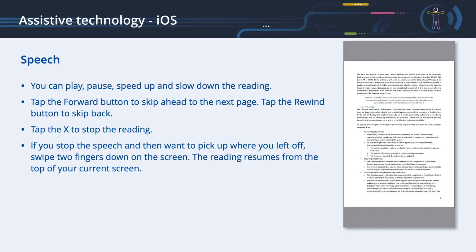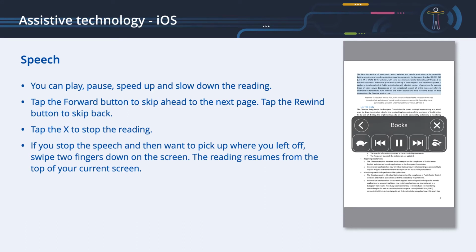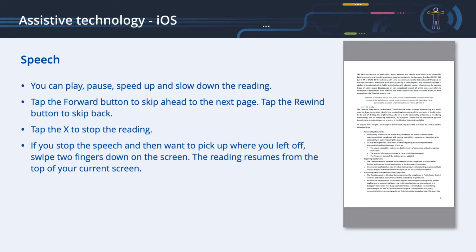If you stop the speech and then want to pick up where you left off, swipe 2 fingers down on the screen. "The directive requires all new public sector websites and mobile applications to be accessible." The reading resumes from the top of your current screen.